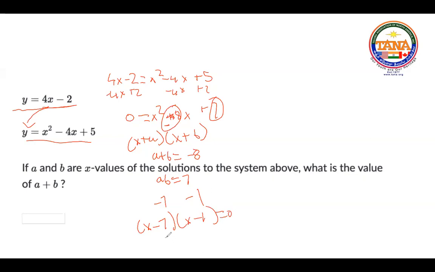So you know if either one of these equals 0, the whole equation equals 0. So you have x minus 7 equals 0. You have x minus 1 equals 0. Therefore, our two solutions would be x equals 7, x equals 1, and 7 plus 1 is 8. And that is our answer. Does anyone have any questions about it?